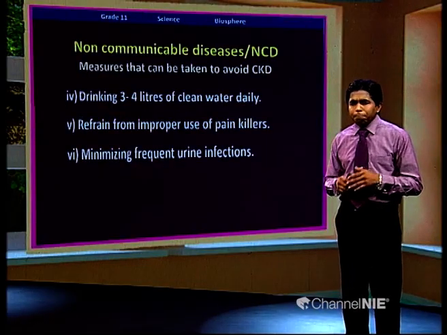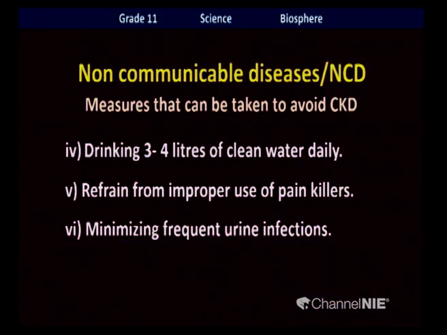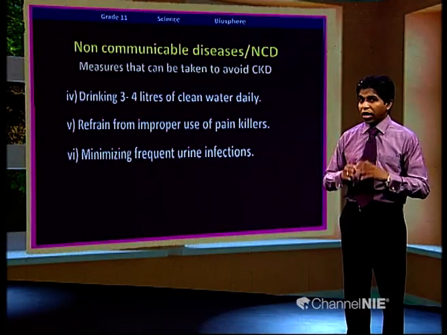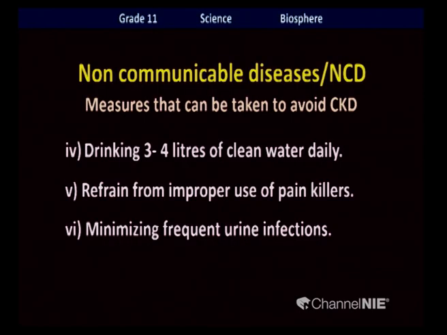Next, the 4th preventive measure: drinking 3 to 4 liters of clean water daily. It depends on the weight, the age and the activity of the person, so this can slightly change. It should be clean, pure water, not all at once. Depending on your physical activity, age and weight, you have to drink a sufficient amount of pure water daily. Number 5, refrain from improper use of painkillers. That is also one reason for CKD.